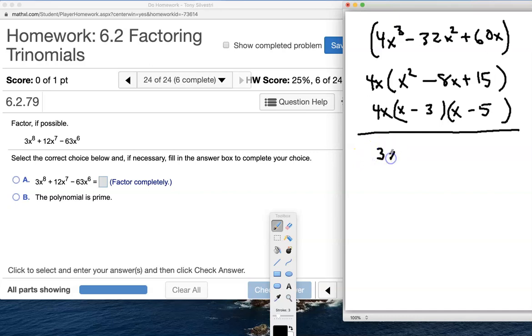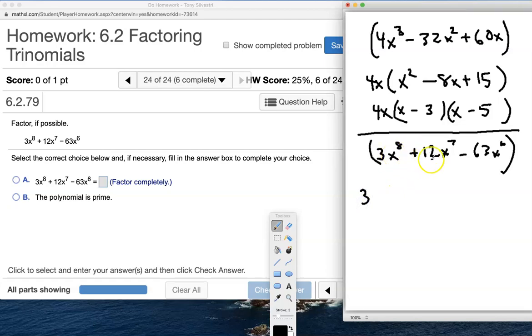3, I don't have to move any terms around. Okay, I'm just copying it down. 63x to the 6th. Okay, that's one big bundle. Okay. How about the numbers? Can I pull out a 3? I believe we can. 3 goes into 3, 12, and 63. I'm going to pull out a 3.